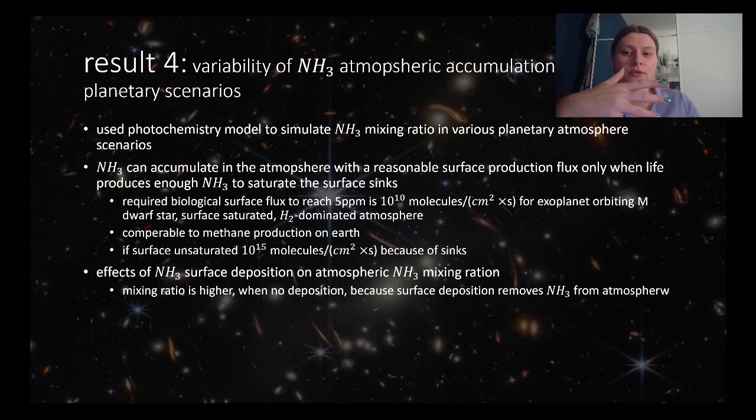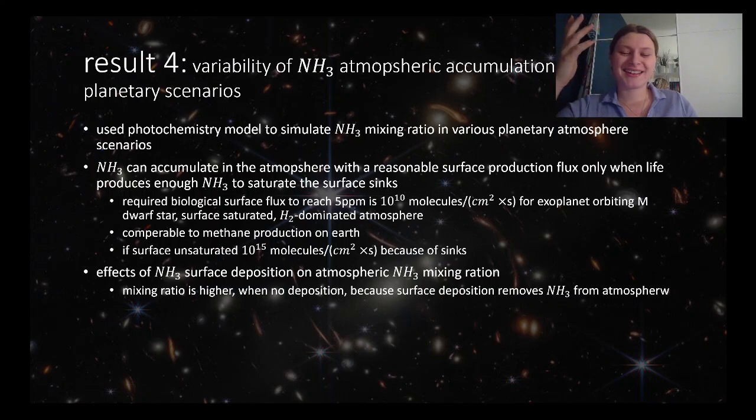And the required biological surface flux to reach the 5 parts per million is 10 to the power of 10 molecules per centimeter squared times s for an exoplanet orbiting an M-dwarf star with the surface saturated and an H2-dominated atmosphere. So that is comparable to the methane production on Earth.